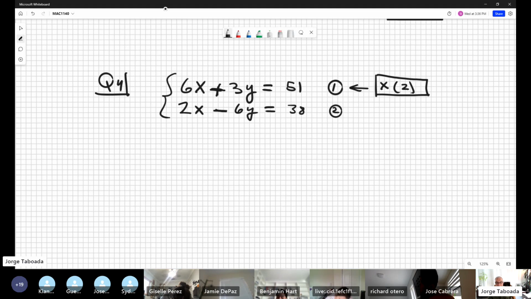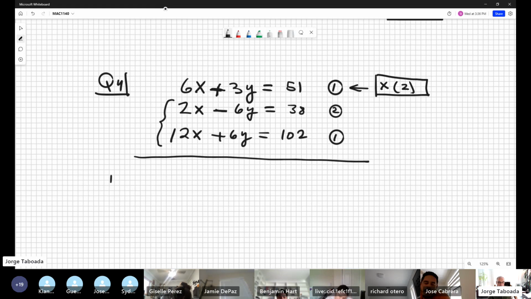When you multiply the entire equation 1 by 2, we get 12x, so 2 times 6 is 12, 2 times 3 is 6y, equals 102, from the multiplication 51 times 2. And this is my new equation 1. Nice. Okay. Now my system will focus on this and this equation. When you add equation 1 plus equation 2, we have 14.